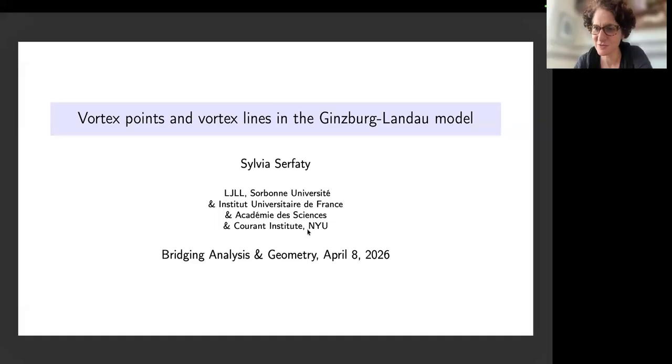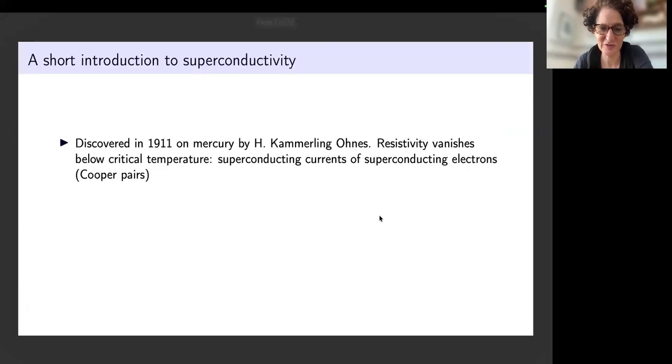Okay, thank you very much for the invitation. I tried to find a topic that connects vaguely to geometry. And I'm going to talk about vortex lines in the Ginzburg-Landau model. So this is a variational problem, a very famous model from physics. In fact, the physics of superconductors and superfluids.